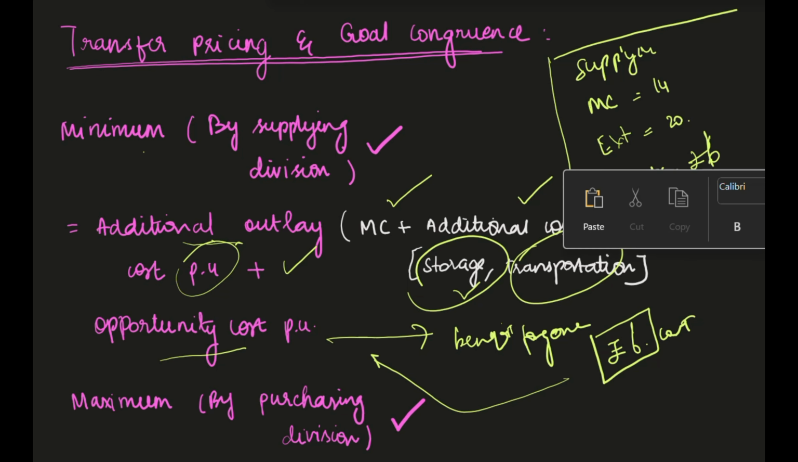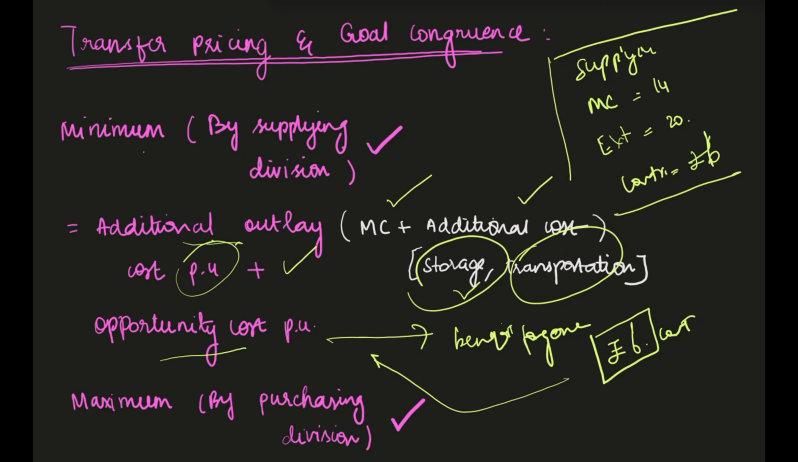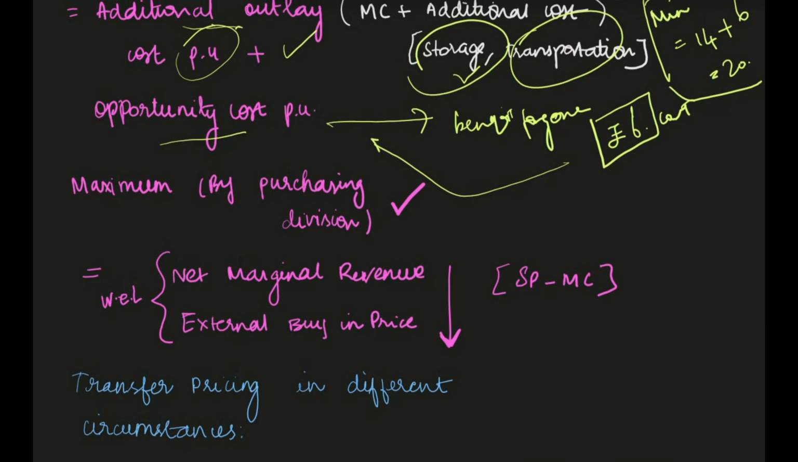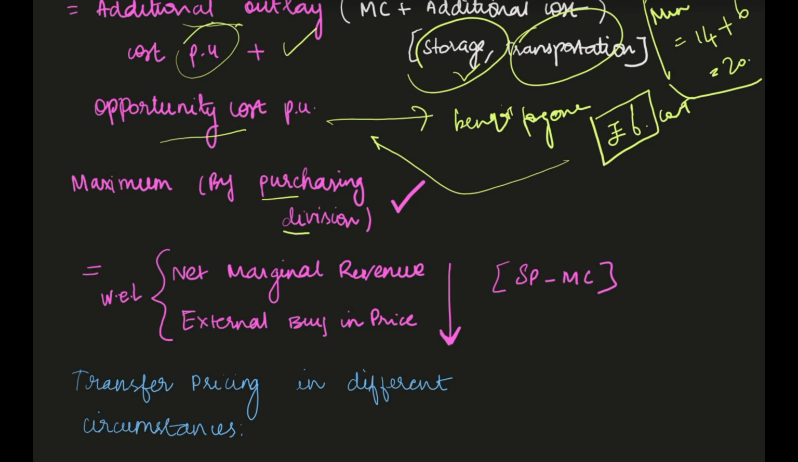Now when they are selling internally also, the minimum price that they have to give is 14 rupees, that is marginal cost, plus opportunity cost of 6 rupees, that is 20 rupees. This should be the minimum value that they have to agree. And the maximum value will be fixed by the purchasing division since they are paying it.